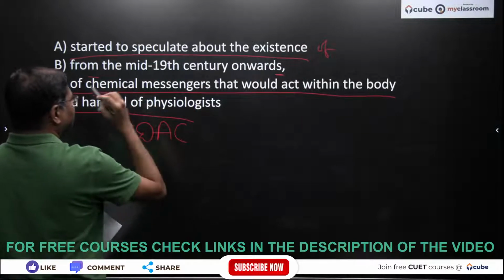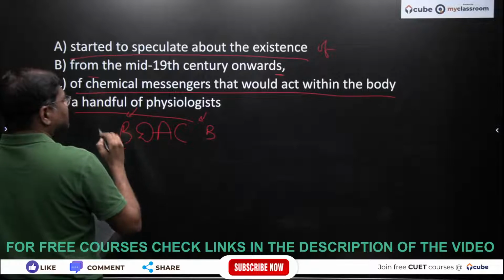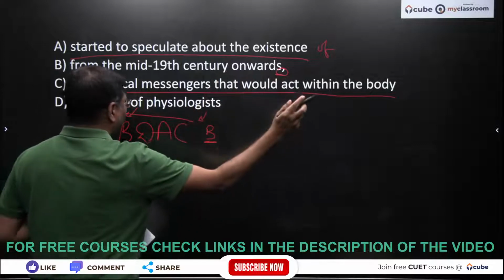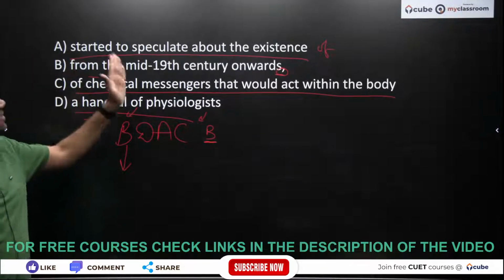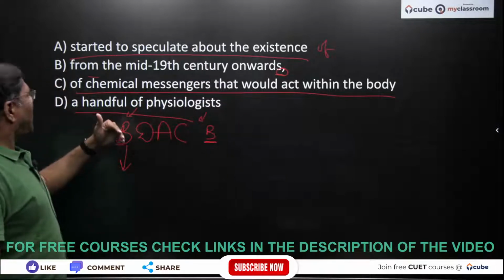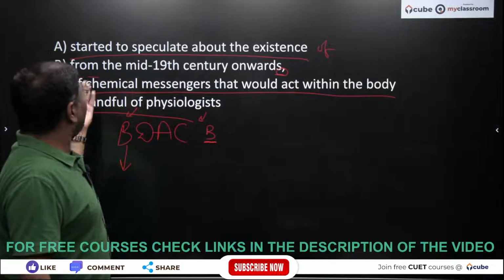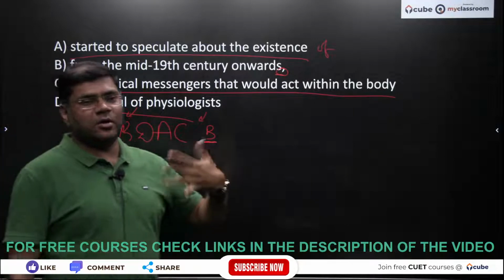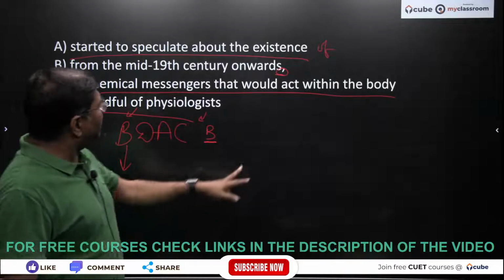So we have DAC. Now the point is, you can put B here or you can put B there. But the fact is that because B ends with a comma, we can't end the sentence with a comma. We need to end the sentence with a full stop, right? So it's better to put B at the start. That becomes a logical way of putting the whole fragment. So it says from the mid-19th century onwards, a handful of physiologists started to speculate about the existence of chemical messengers that would act within the body. So this becomes a logical sequence and the right one. I hope you are able to understand and connect with this. Let's go and take the next question.